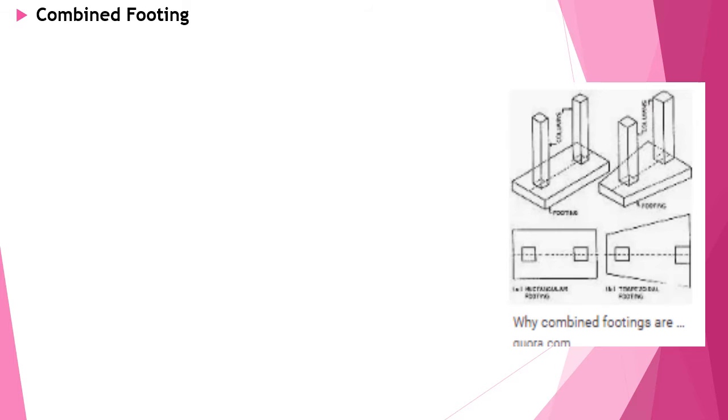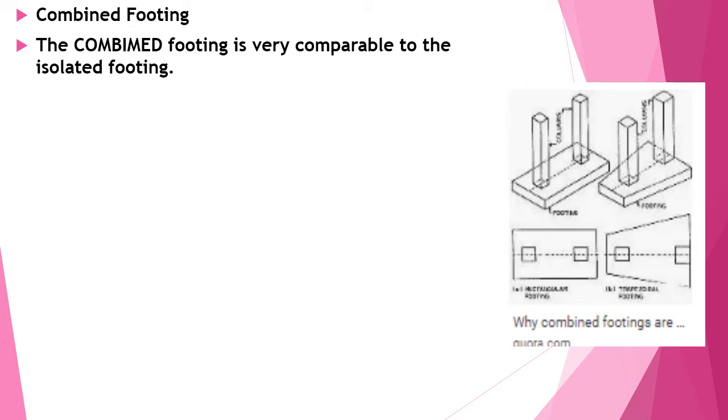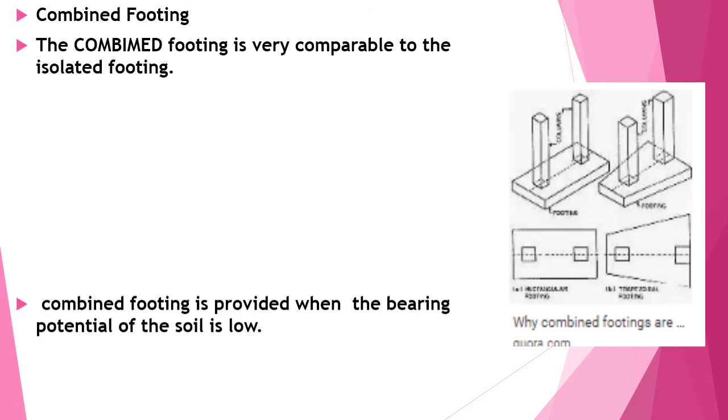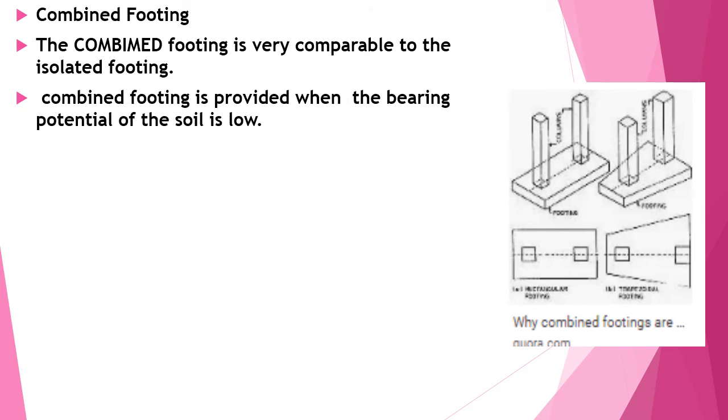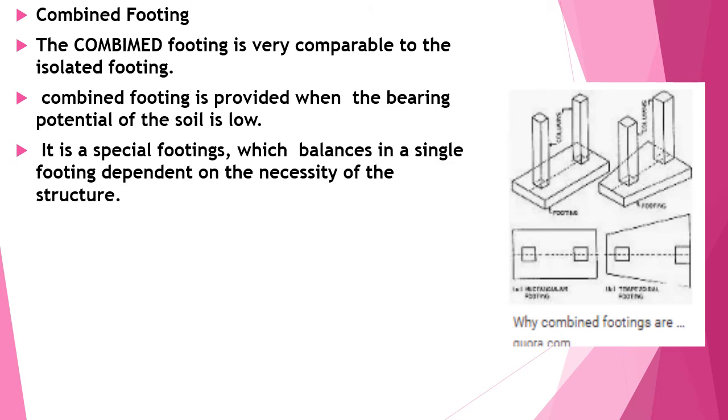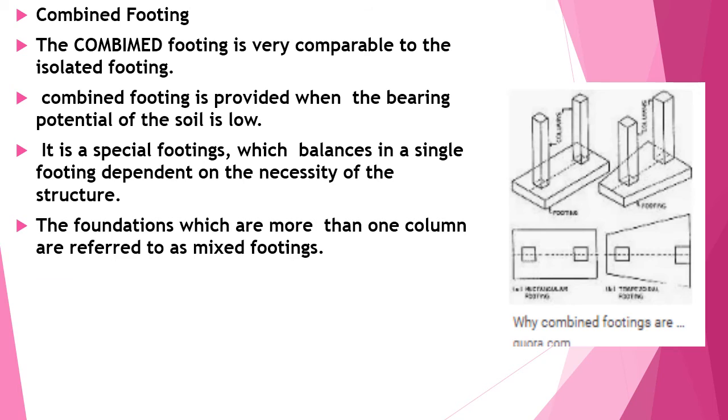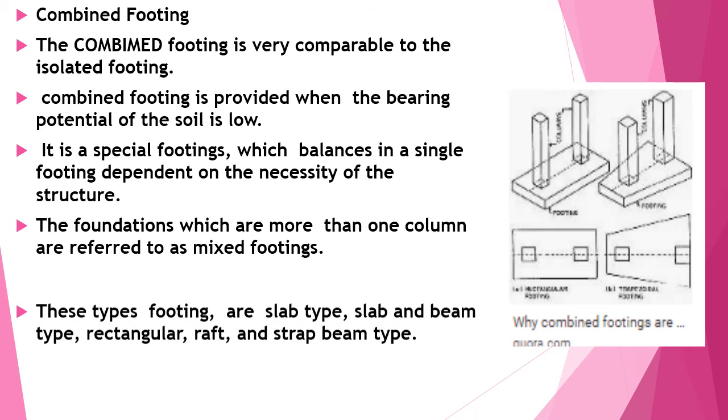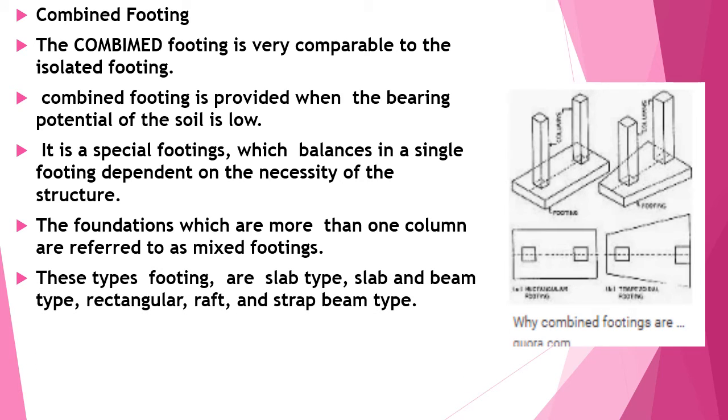Combined footings. This is the typical image of the combined footings. The combined footing is very similar to the isolated footing. Combined footing is provided when the bearing capacity of the soil is low. It is a special footing which balances a single footing depending on the requirement of the structure. The foundations which carry more than one column are referred to as combined footings. These types of footings are slab type, slab and beam type, rectangular, raft and strap beam type.